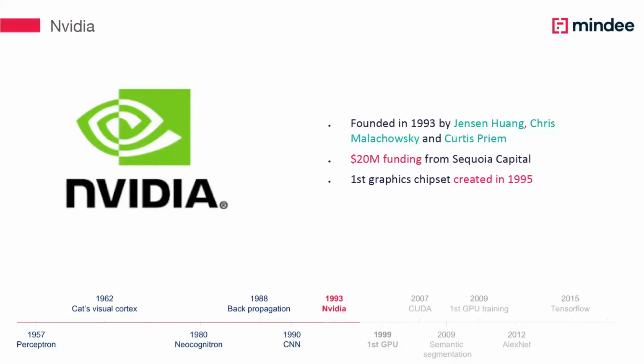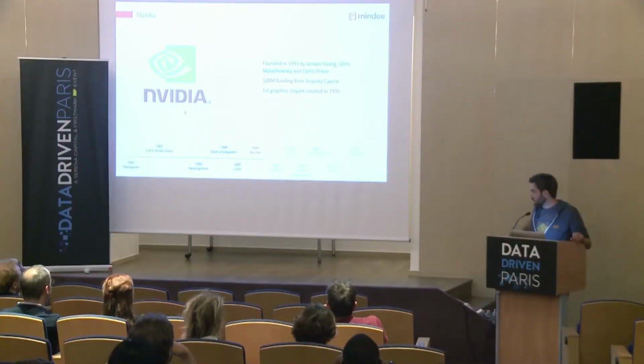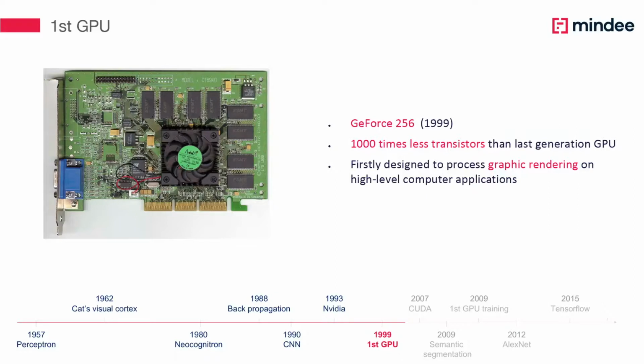But in 1993, a company you might know called Nvidia was created, founded by 3 people. In the first year, they got a fundraising of 20 million from Sequoia Capital. The idea of this company was to create a chipset that can compute all the graphic rendering without the CPU. The first graphic chipset was created in 1995. The first real GPU was created in 1999.